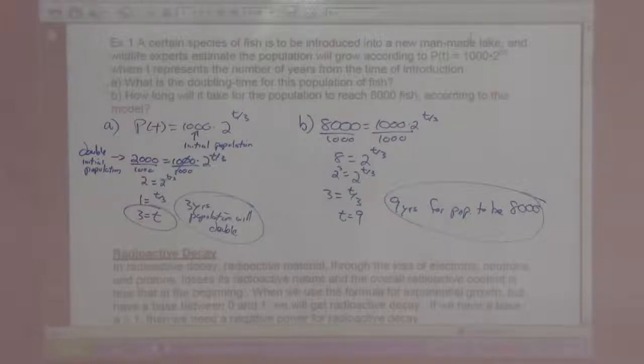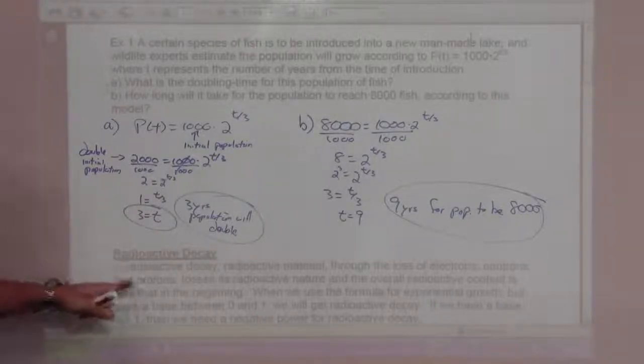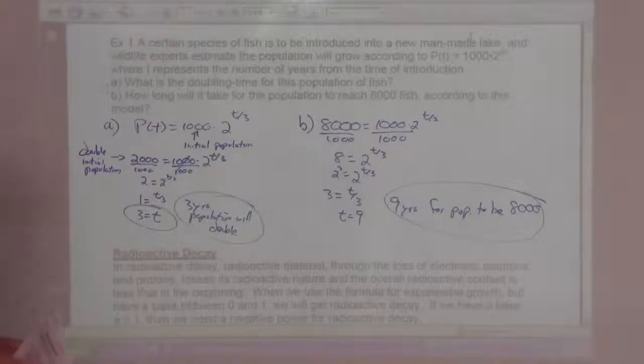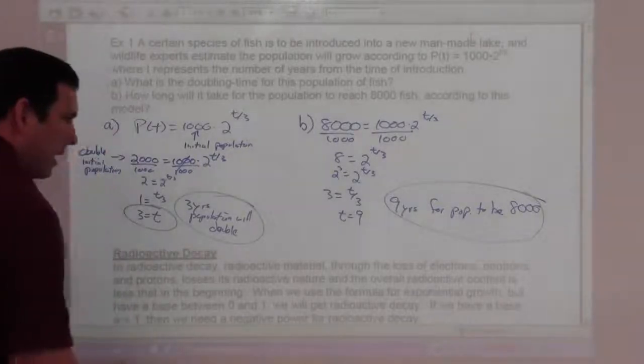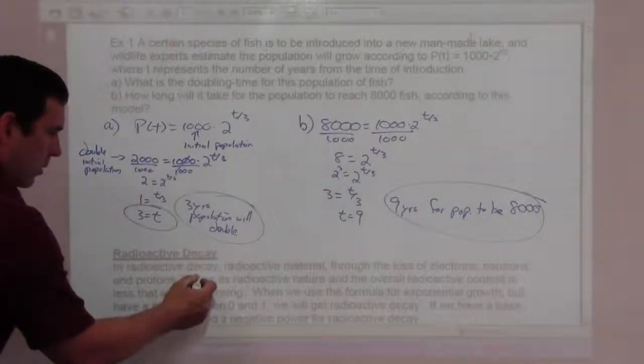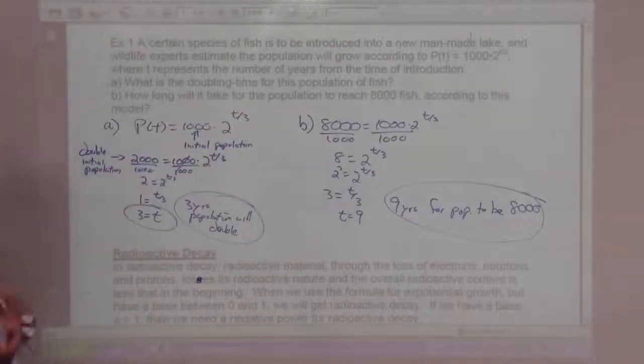Now, a related topic is radioactive decay. Let's go on to that next. Radioactive material, through the loss of electrons, neutrons, and protons, loses its radioactive nature. Stuff's flying off, and the overall radioactive content is less than in the beginning.